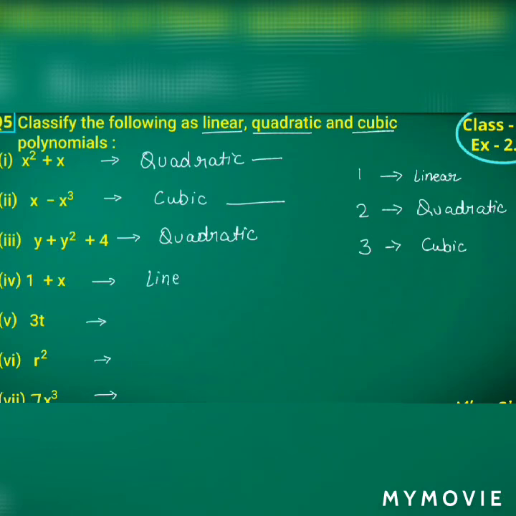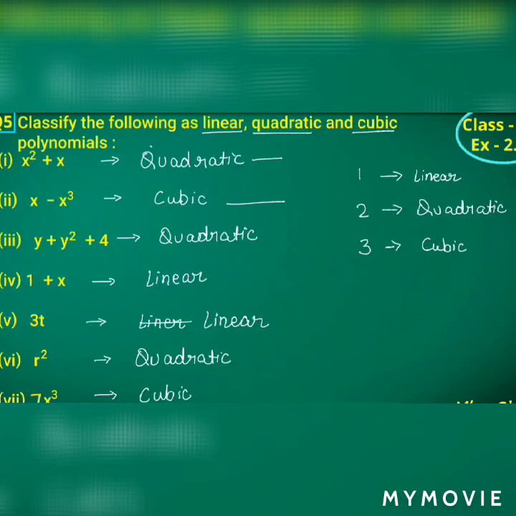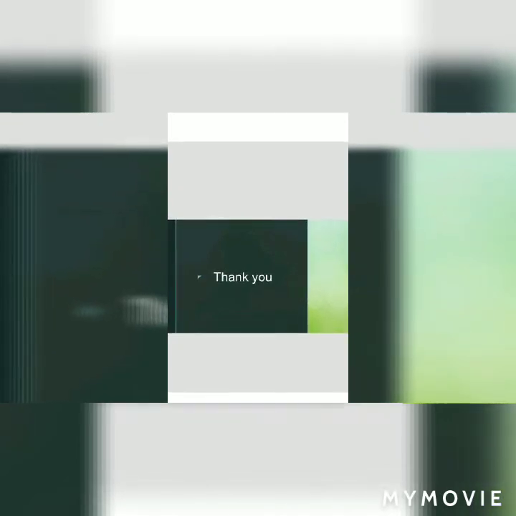If the degree of the polynomial is 1, then those expressions are linear equations. 3t, again t power 1, linear. So r square, the degree of the polynomial is 2 here, so it is quadratic. 7x cube. If you observe the last one, 7x cube, the degree of the polynomial is 3, so it is cubic. So this is how we have to find the degrees of the polynomials.